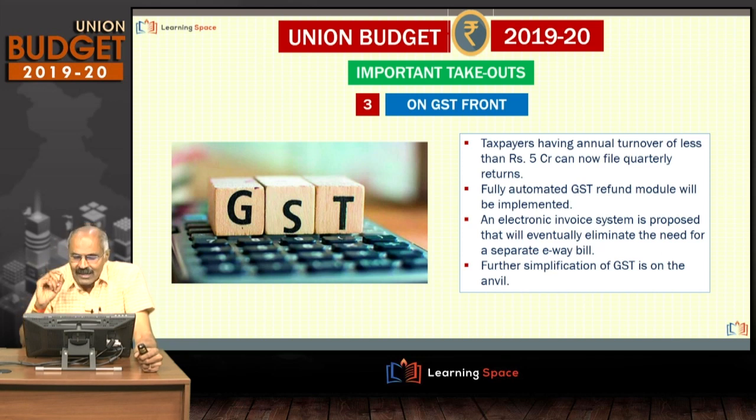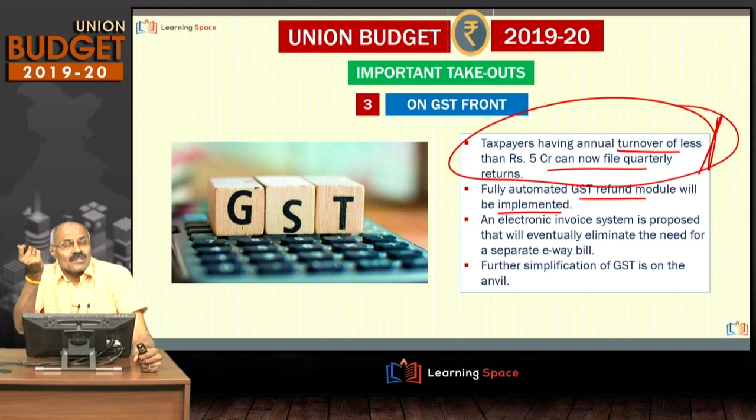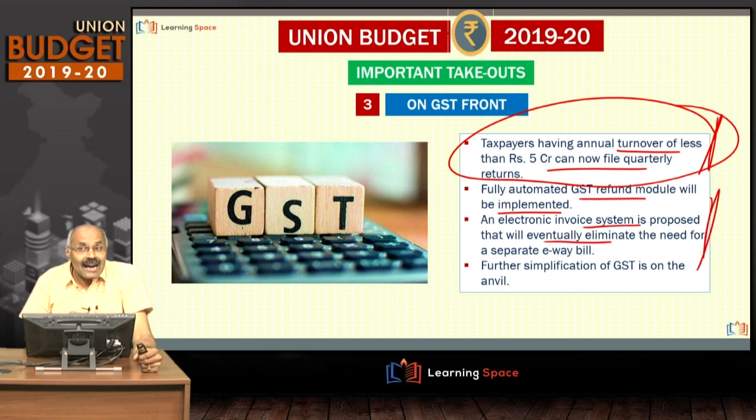I would like to take few seconds. Taxpayers having annual turnover of less than rupees 5 crore can now file quarterly returns. Then fully automated GST refund module, so that GST refunds, especially when exporters are concerned, can be fast tracked. Then the next one is an electronic invoice system is proposed, and ultimately it will eliminate the need for separate e-way bill, right friends? Further simplification of GST is on the anvil, right?